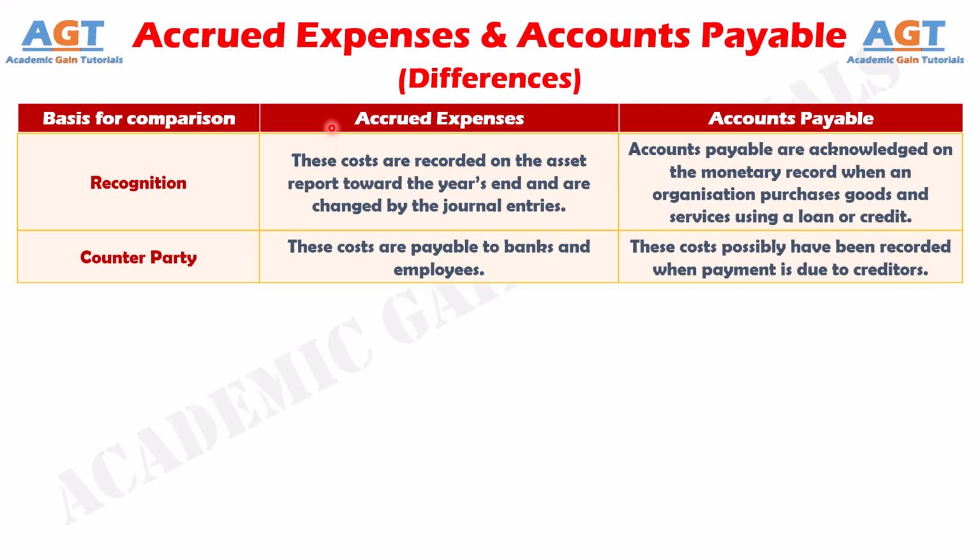Accrued expenses and accounts payable are two fundamental terms recorded in the balance sheet of associations. The basic contrast between these terms is that accounts payable is the payment to credit institutions or creditors who have made sales to the organization using credit. Accrued expenses are perceived in the bookkeeping books for the period it is caused and whether or not cash is paid. So, these are the differences between accrued expenses and accounts payable.